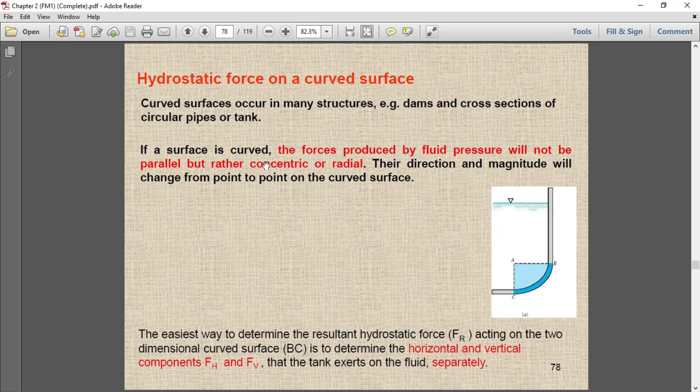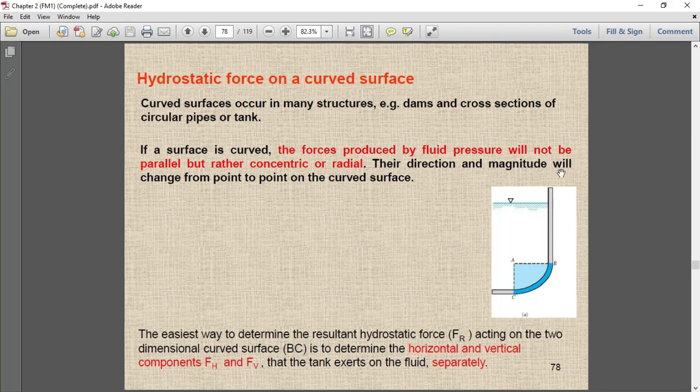If the surface is curved, the forces produced by fluid pressure will not be parallel but rather concentric or radial. Definitely we know that the pressure always acts perpendicular to the surface. The pressure will act like this.